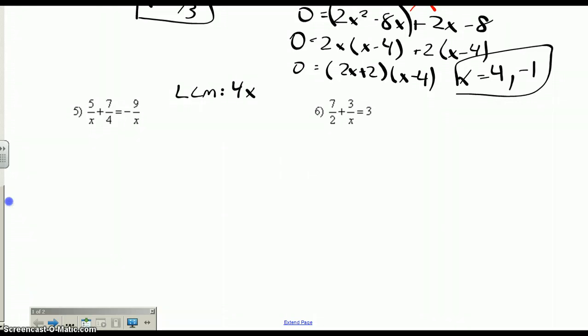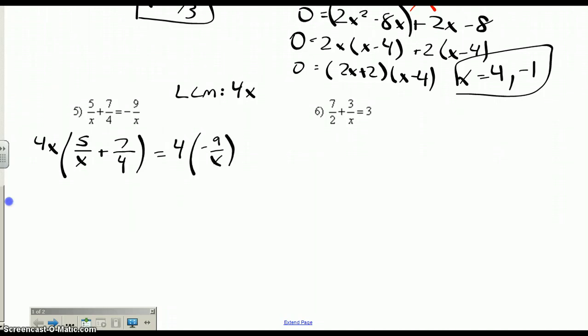It's called 4x, right? That's the least common denominator there. And now what I'm going to do is multiply the entire equation by 4x. Now this is a key step, because you don't want to forget that we need to distribute that least common multiple, not just to one rational expression on the left side, but to both.